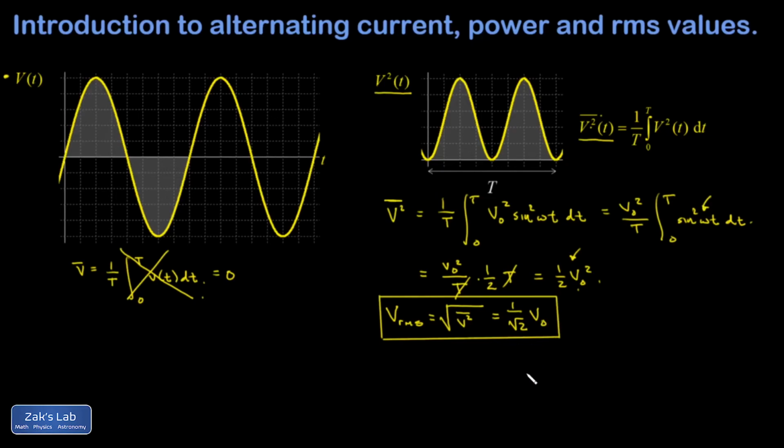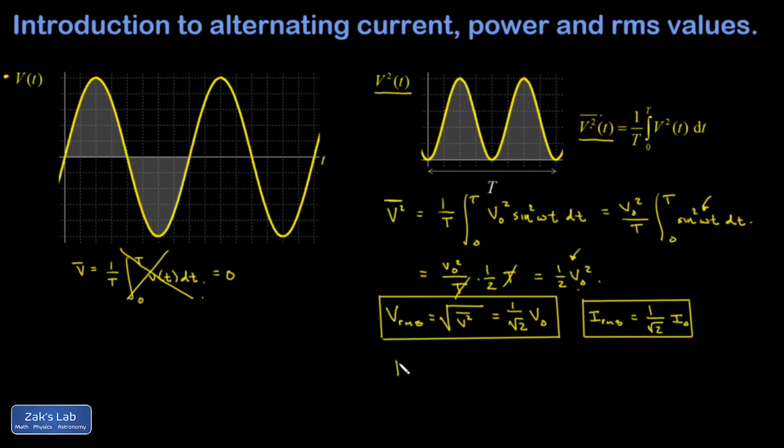Notice that I could do exactly the same thing for the current as a function of time. And the only thing that changes is the constant out in front. It'll be I naught squared instead of V naught squared. So my RMS value of current is also 1 over root 2 times the peak value of current.